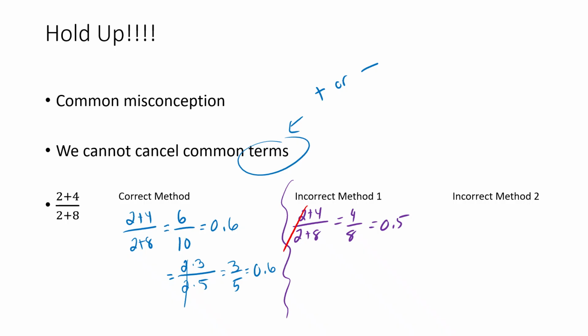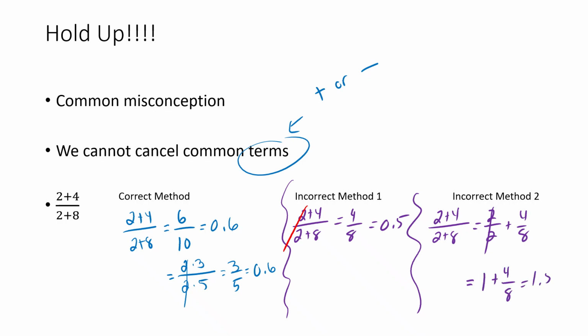Also incorrect would be if you tried to split it up and said, okay, what if I do that? Well, now I can cancel that, and that would give me 1 plus 4/8, and now you've got 1.5, which is even further away. So 1 plus the half. Those are incorrect, and I want you to take a good look at them.